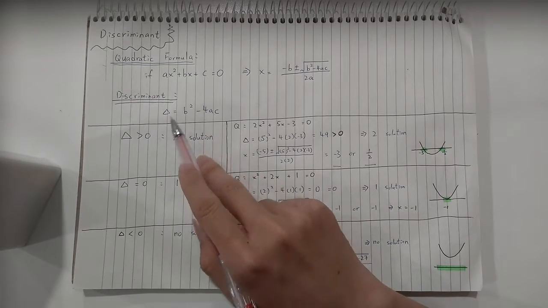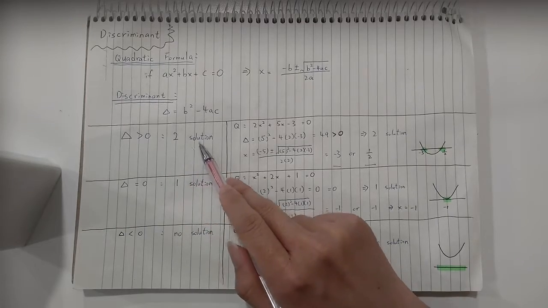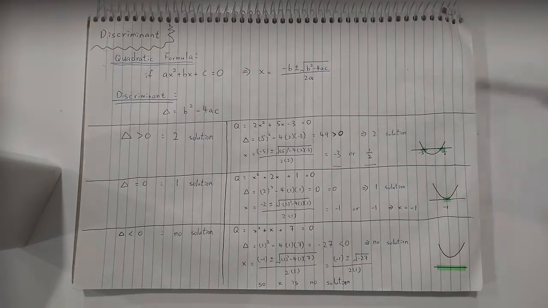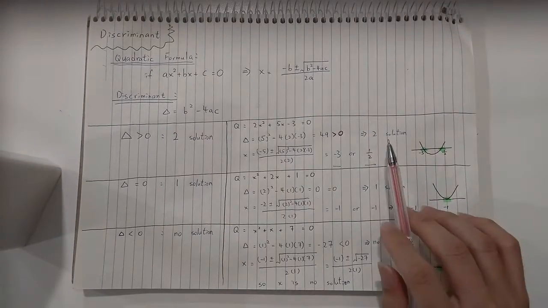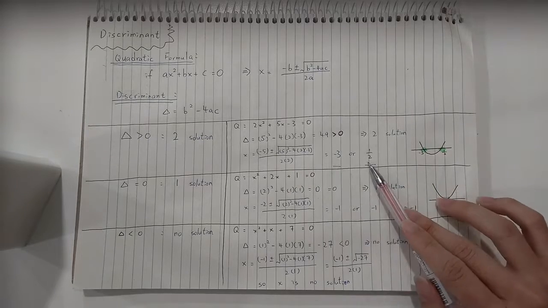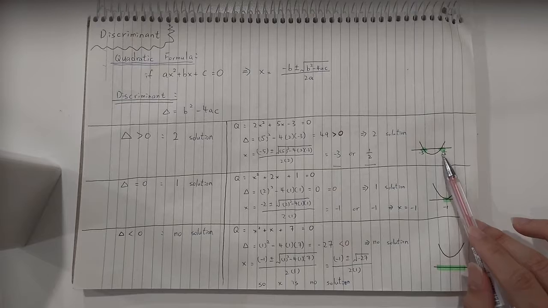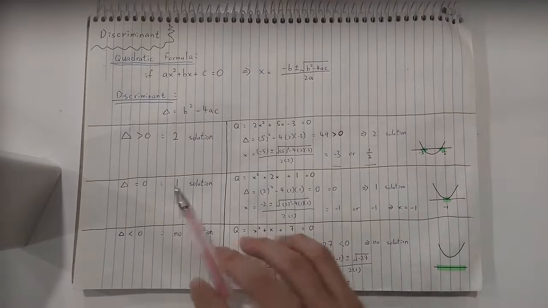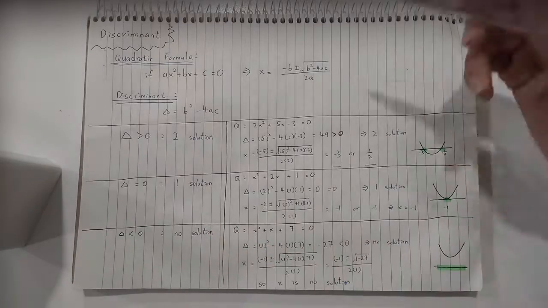The first situation: when delta is greater than 0, there should be 2 solutions. In this equation, delta is 49, which is greater than 0, so it should be 2 solutions. When we substitute into the quadratic formula, we get these 2 separate solutions. It also shows in the graph that it has 2 solutions. So it's true.